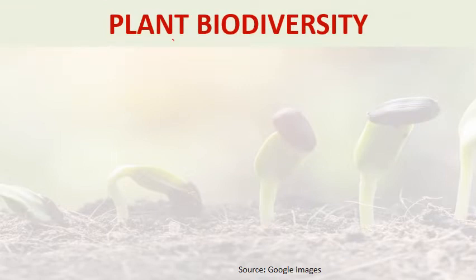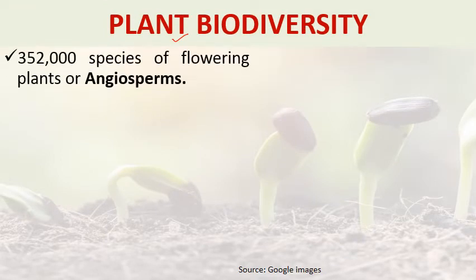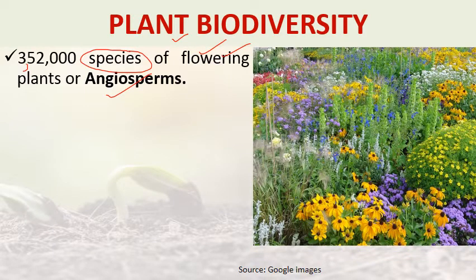Next comes plant biodiversity. There are approximately 352,000 species of flowering plants, or we can say angiosperms. Angiosperms are the plants which are vessel bearing. Angios means vessel, sperm means seeds. So especially these plants bear seeds, and these are flowering plants. There are approximately 352,000 species of flowering plants.